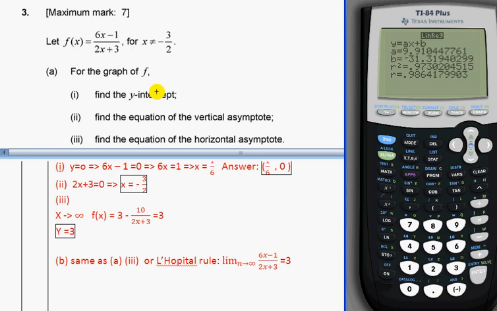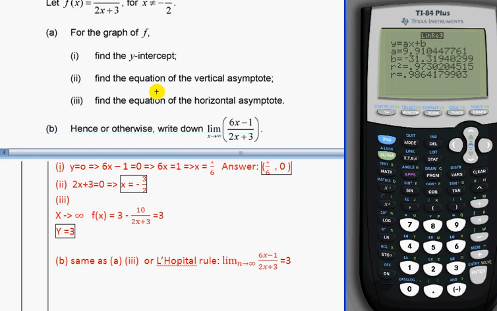Hence or otherwise write down the limit of this. So asymptote is actually the value to which y tends when x is approaching infinity. So we can write either the same as before, y equals 3, or we can differentiate both parts to get the limit. If we differentiate, we get 6 over 2, which is 3. So, 2 options for solutions.